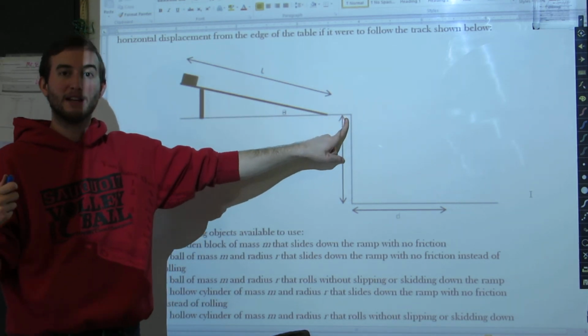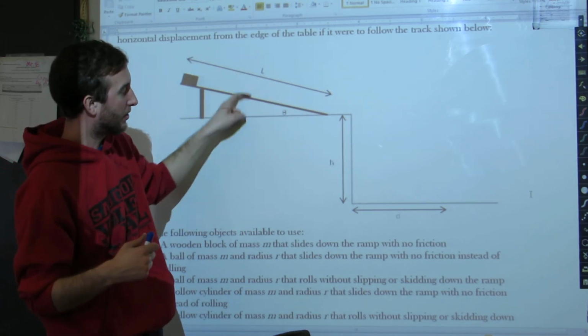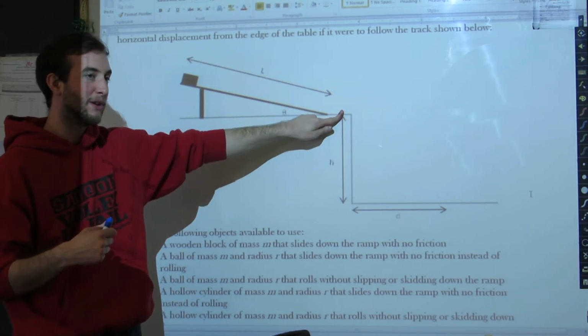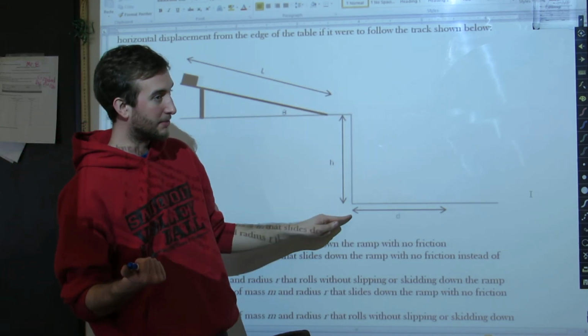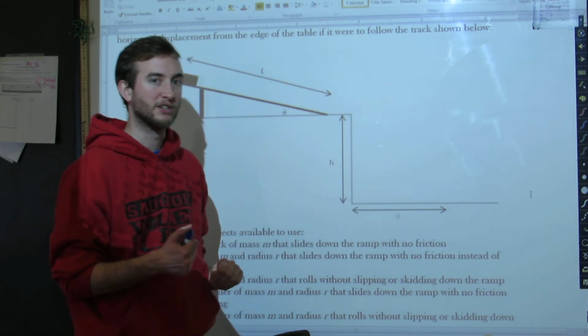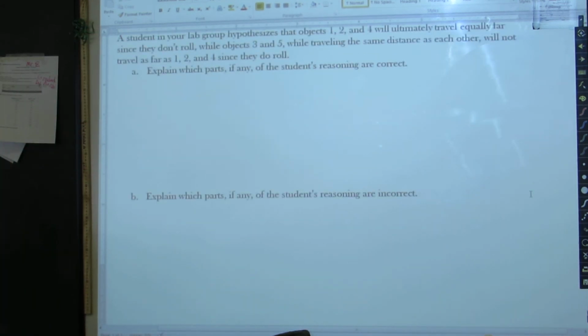The ones that roll are not going to have as high of a linear speed because they're also going to have an angular velocity because they're rotating. And as they rotate, they're not going to get as big of a linear speed here. They will have a smaller speed here, still going to take the same time to fall. They will not go quite as far. So, let's get that part done first.